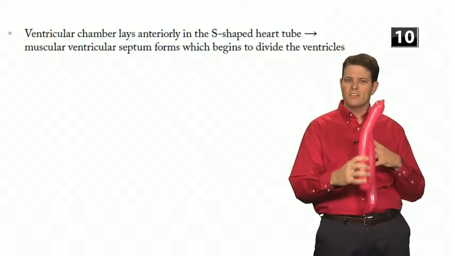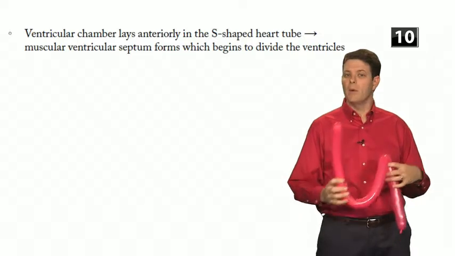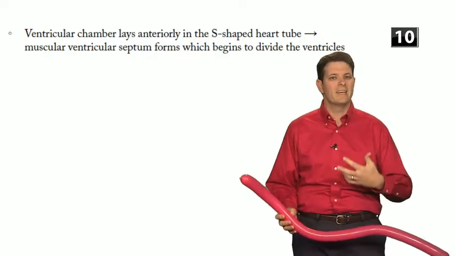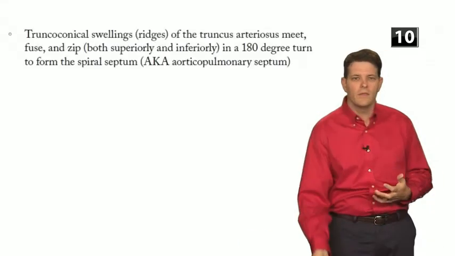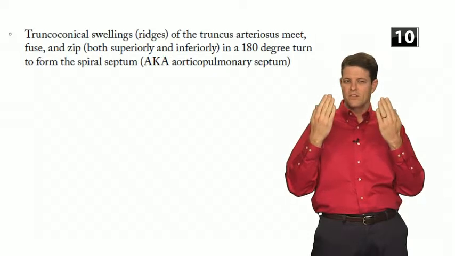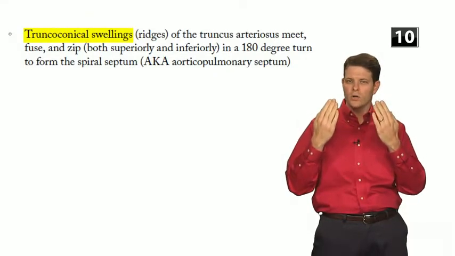And there's a muscular septum that forms, this time from the bottom up, growing up toward the endocardial cushion, and that septum begins to divide the ventricles. Then there are these ridges of tissue that start forming inside the truncus arteriosus. And these ridges are called truncoconical swellings.